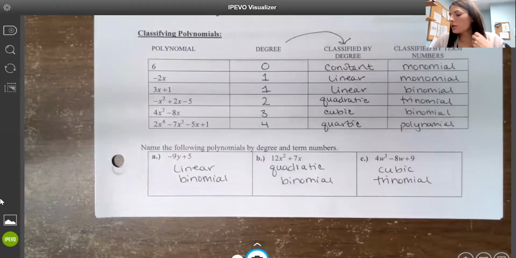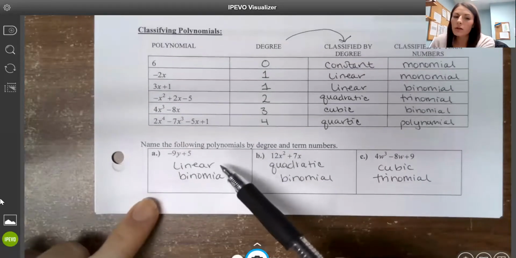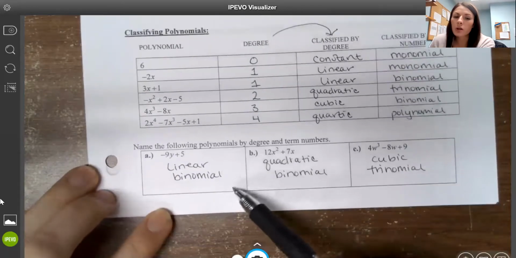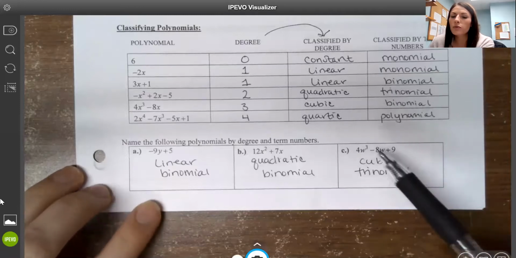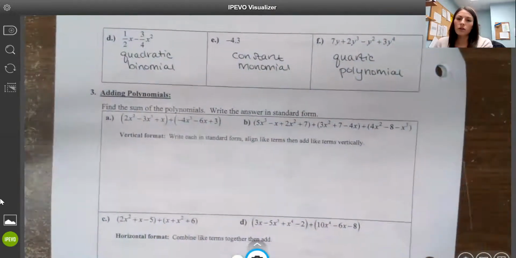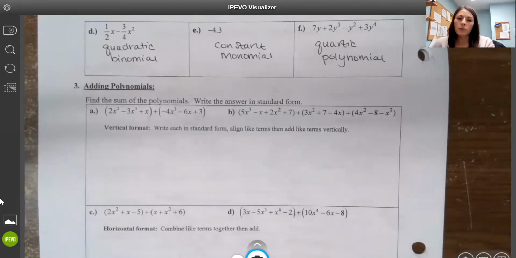Okay, so let's just go over these real quick. First, we have degree 1, so linear binomial. Degree 2, which is a quadratic, 2 terms, binomial. Cubic, trinomial. And I'll let you self-check the 3 on the back.